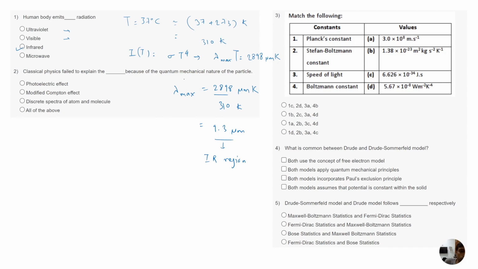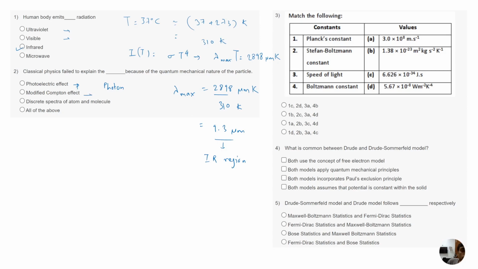Okay, so photoelectric, we saw the examples recently that the photoelectric effect requires the particles to be quantum. Particularly the photon, its quantum nature was crucial to explain the photoelectric effect. So that's why Einstein got the Nobel Prize in 1921.